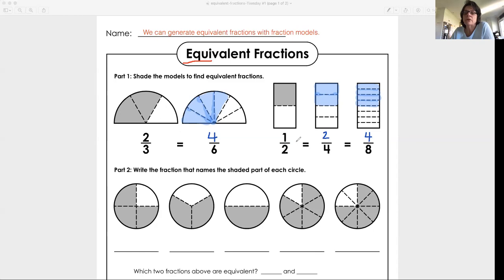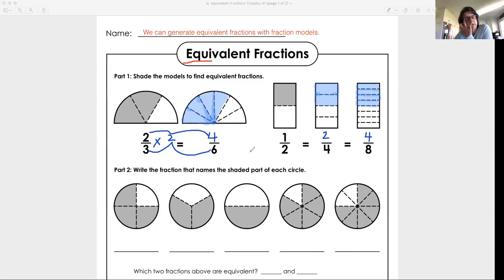Some people might show you that you could do this: 2/3, and multiply both the top and the bottom by 2. So I can multiply my top by 2. So 2 times 2 equals 4. And the same thing for my denominator, 3 times 2 equals 6. So that's another way to find equivalent fractions, is just by multiplying your numerator and denominator by the same number.